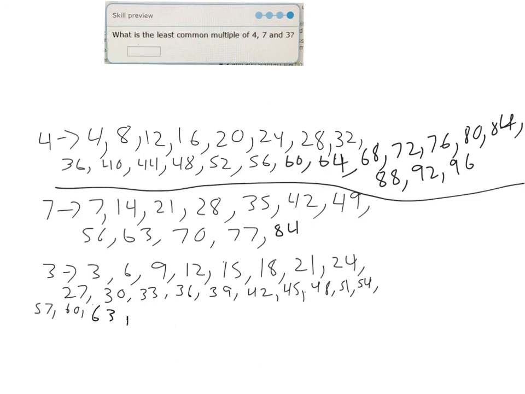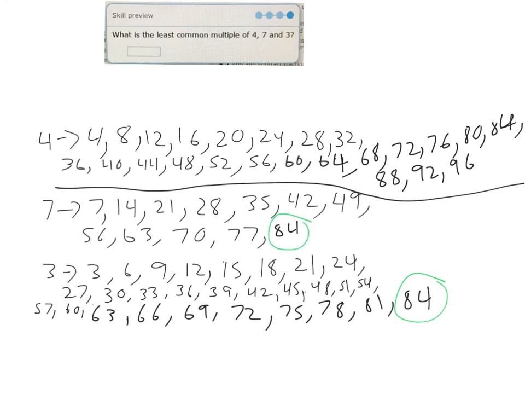63, 66, 69, 72, 75, 78, 81, 84. Yay! So we see that 4, 7, and 3 all have a multiple of 84. That is the first and lowest common multiple.